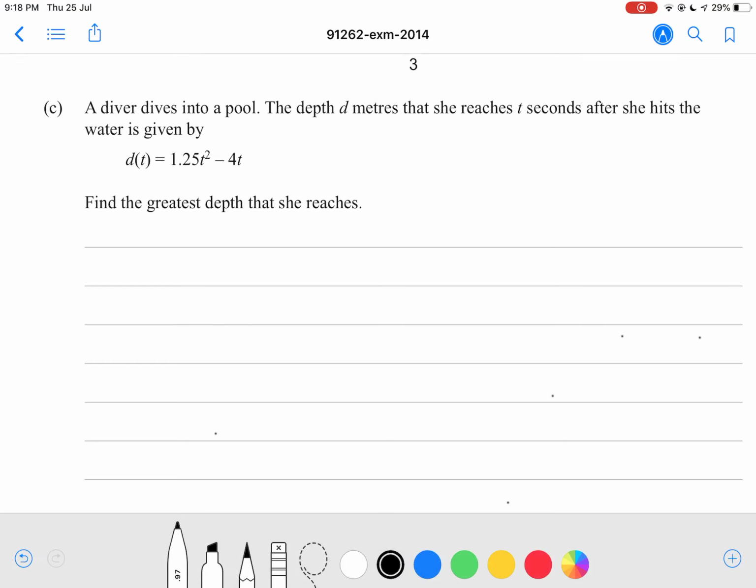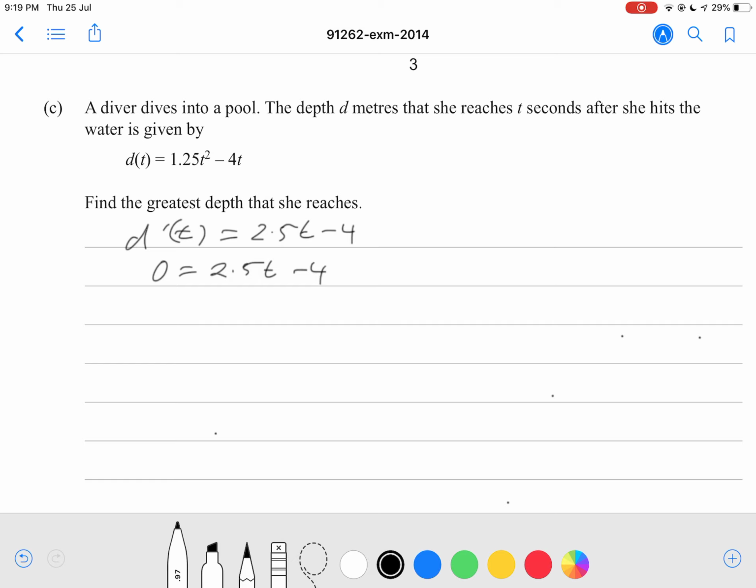To find the greatest depth, that's basically asking us to find a maximum, okay? To find a maximum, we need to find the derivative and set the gradient equal to 0. Because at the maximum, at the turning point, there is a moment in time where the gradient equals 0. So therefore, we get our d dash of t. We're going to differentiate, so that becomes 2.5t minus 4. We're going to substitute our gradient equals 0, and we're going to find what t is.